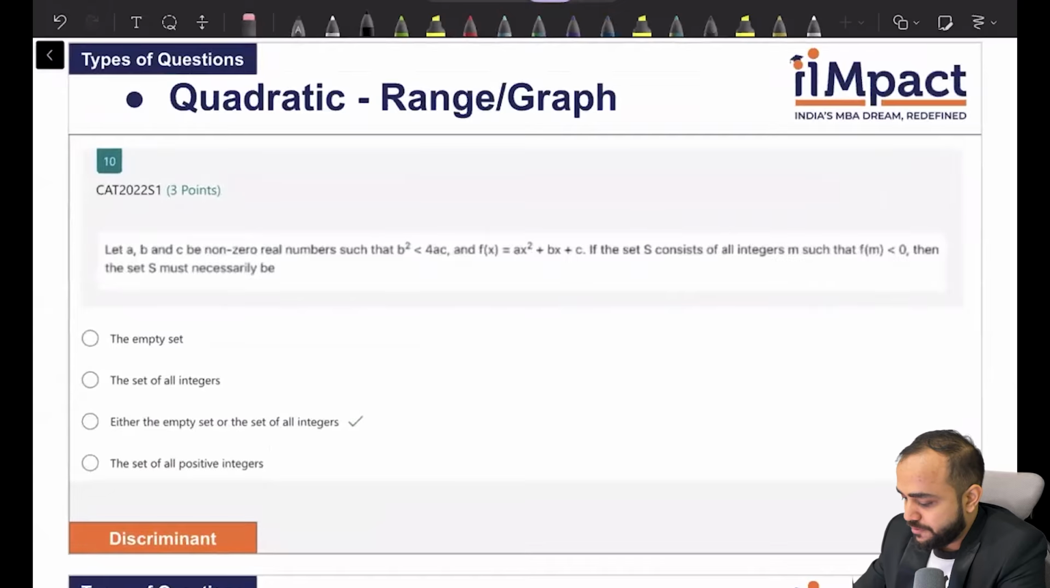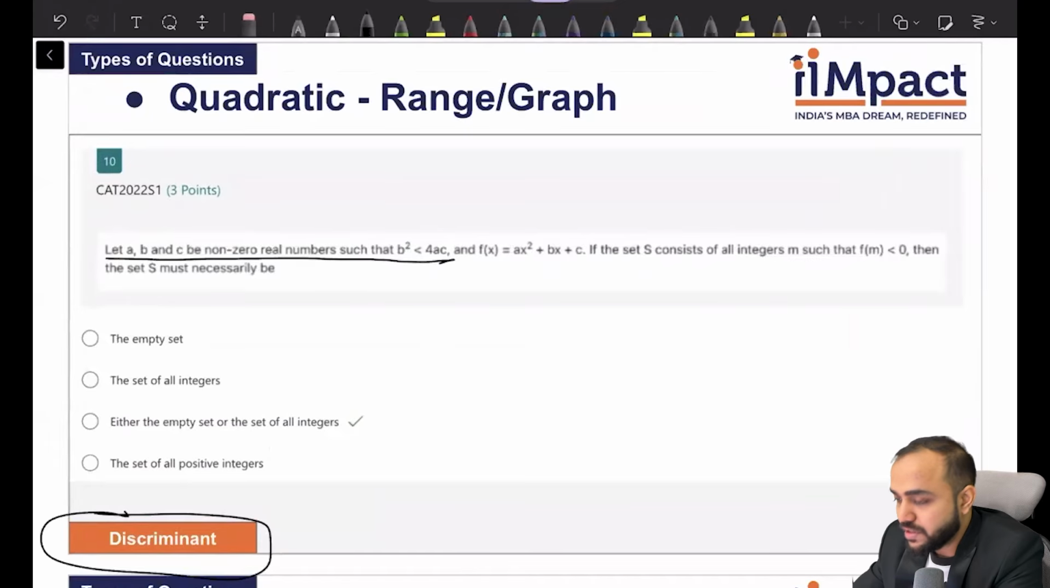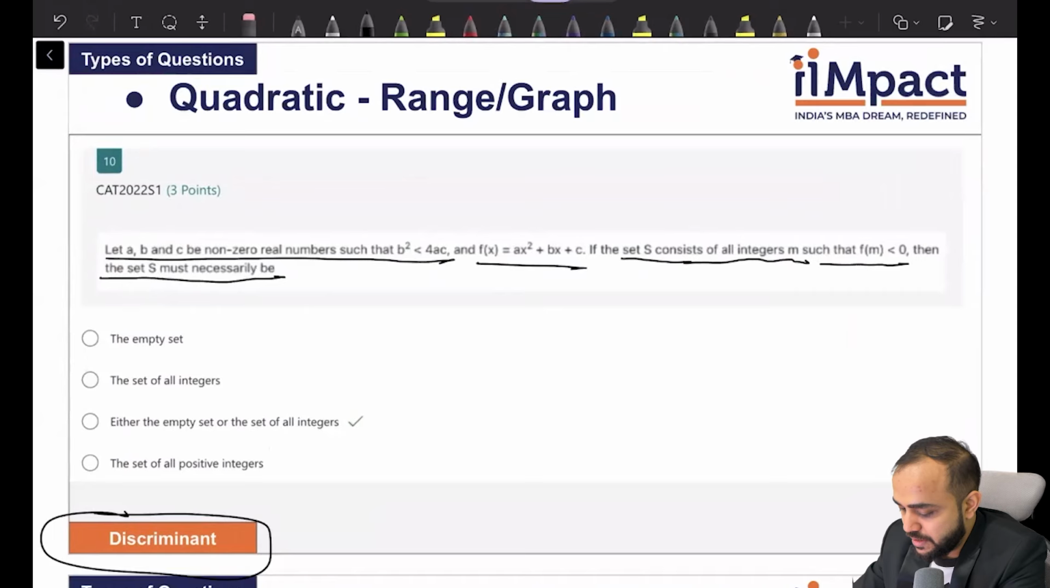Range and graph. A, B, C are real numbers such that b square is less than or equal to 4ac. This is directly talking about discriminant without taking its name. f of x is equal to ax square plus bx plus c. If the set S consists of all the integers m such that f of m is less than 0, then the set S must necessarily be.